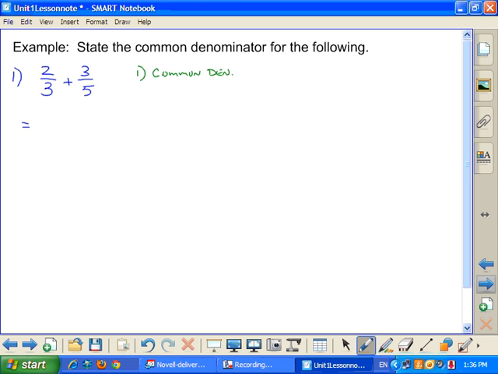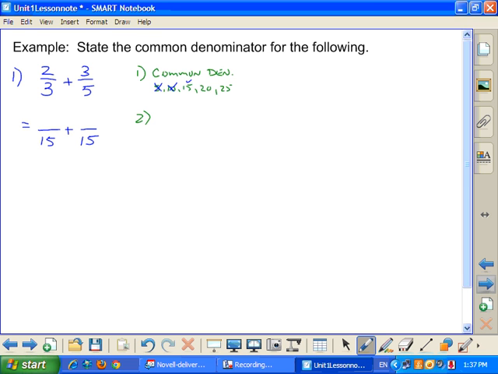So I know that 5 will divide 5, 10, 15, 20, and so on evenly. Will any of those numbers divide by 3? 5 does not divide by 3. 10 does not divide by 3. Hey, 15 does. So 15 is our common denominator. That means both of these fractions are going to have a denominator of 15.